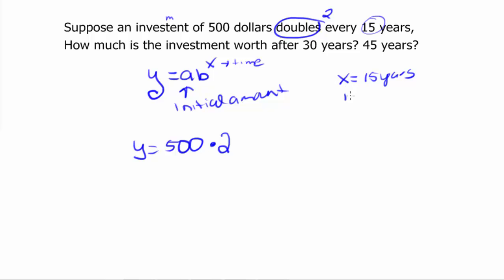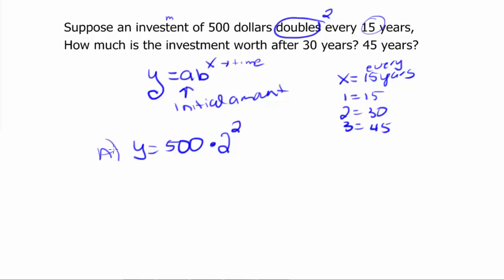So 1 would be 15, 2 would be 30, 3 would be 45. So this would be every 15 years. So if it says 30 years, then you would put a 2 up here. Okay, this is part A.